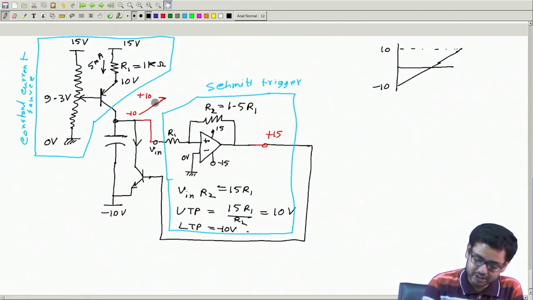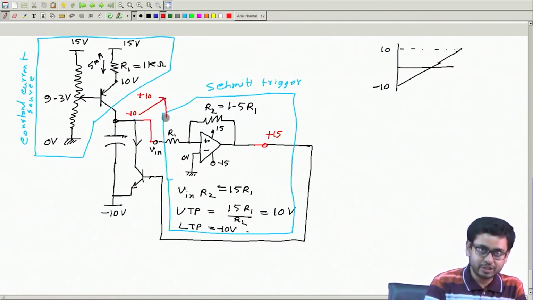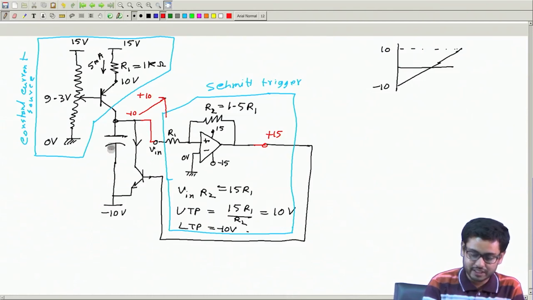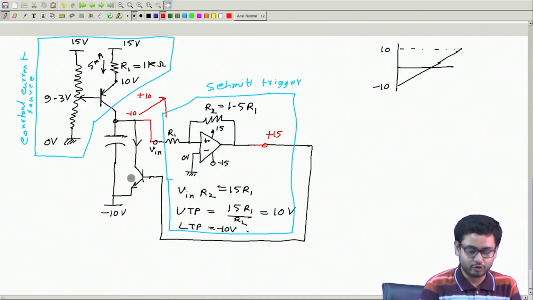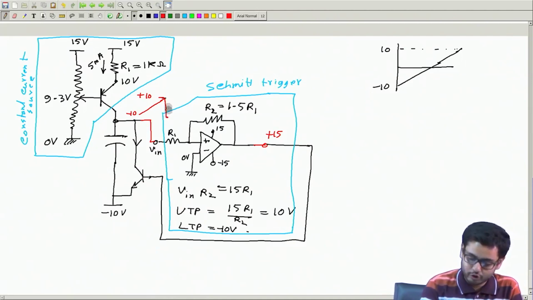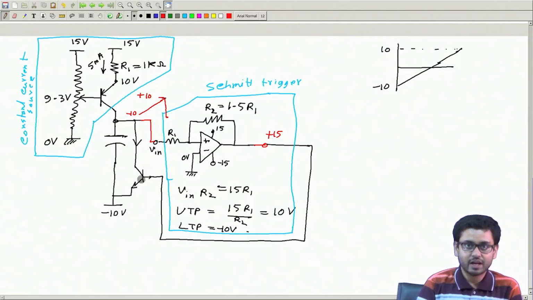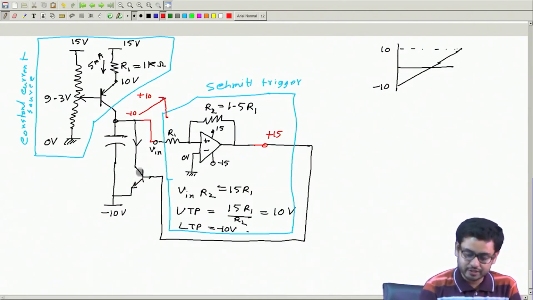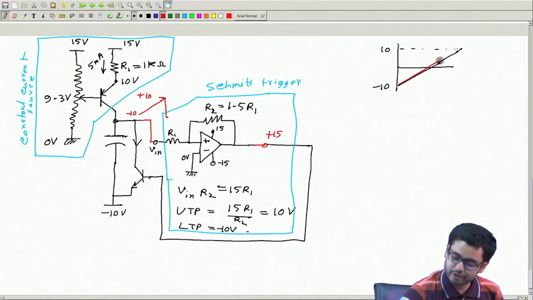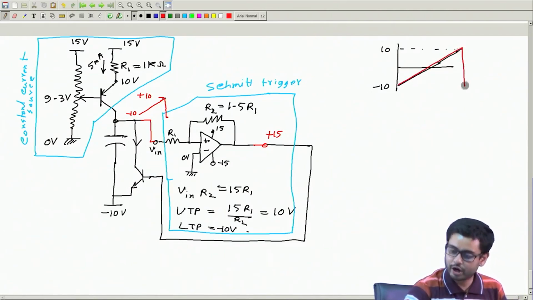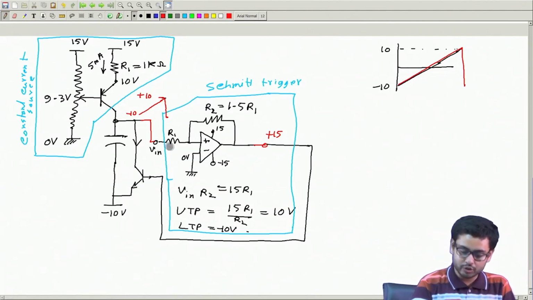So then this voltage will fall down to minus 10 volt. The voltage across the capacitor will be 0, so this point will go down to minus 10 volt, right? This will come to minus 10 volt almost in no time, because this is almost a short circuit, or it will take very small time. So the capacitor voltage went from -10 to +10, then it came down very rapidly to -10. And the moment it comes to -10, this is also equal to the lower trigger point of this Smith trigger.